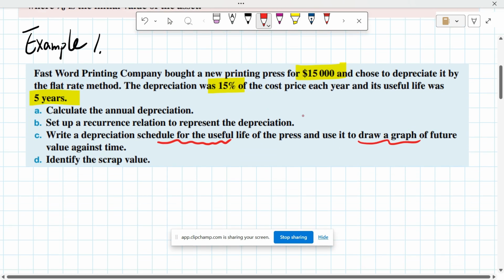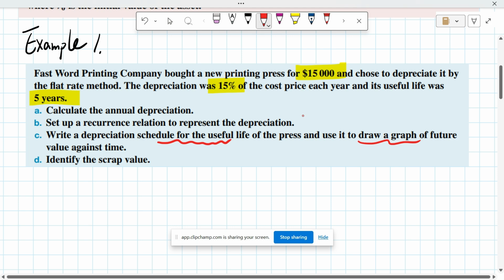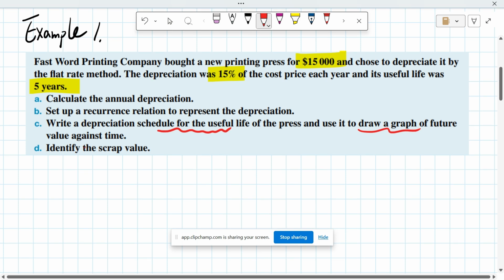Let's start with the first example. Sometimes companies have depreciation questions, like: a $15,000 item is chosen to be depreciated using the flat rate method. Depreciation was 15% of the cost price each year, and the useful life was 5 years. First, calculate the annual depreciation. We need to figure out how much money we depreciate each year.